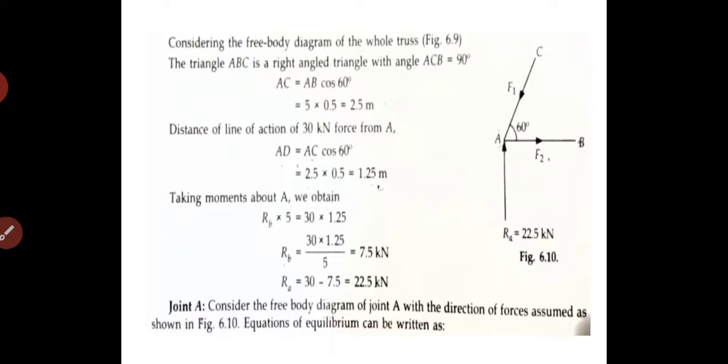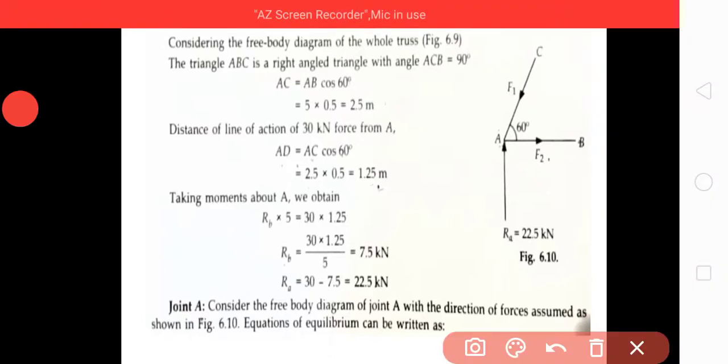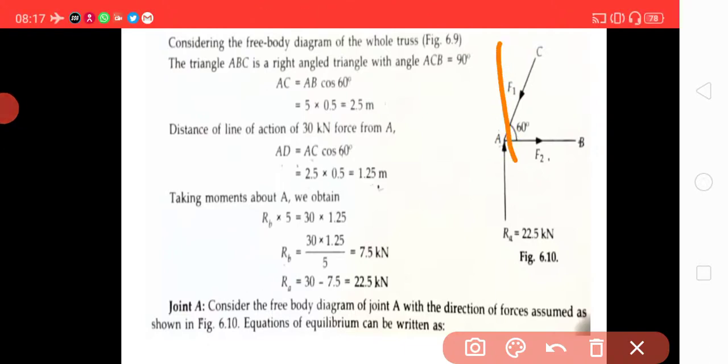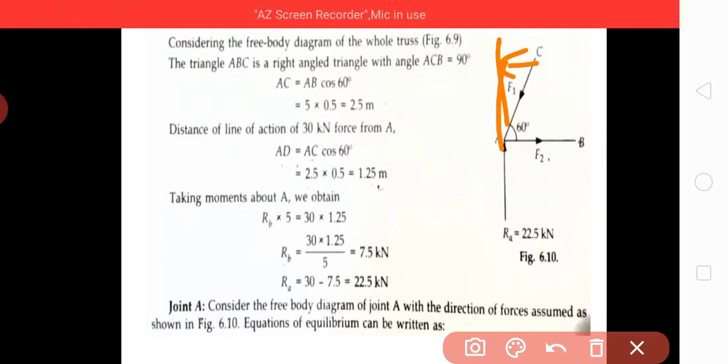Now, considering the free body diagram of joint A with the direction of force assumed as shown in figure 6.10, the equation of equilibrium can be written as follows. This is the joint A. Consider it, let us see what happens. Take it vertical upward. Resolve the force F1 into horizontal and vertical. This is the one and this is the vertical.